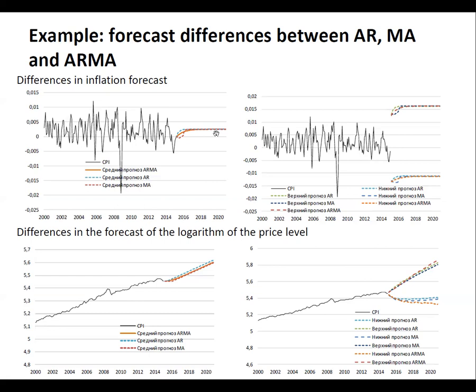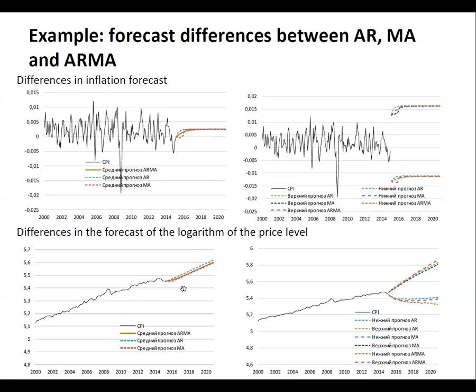If we look at the average price level forecast, these accumulated effects associated with initial differences lead to the fact that the price level forecasts differ in the long run. For example, due to the fact that the autoregression shows a high inflation rate at the very beginning, we get the price level according to the autoregression model to go slightly higher than according to the moving average and ARMA models.